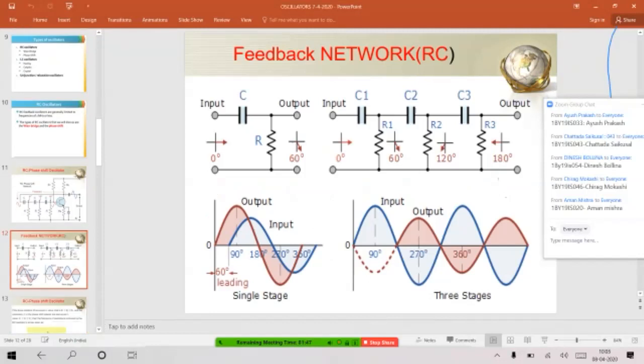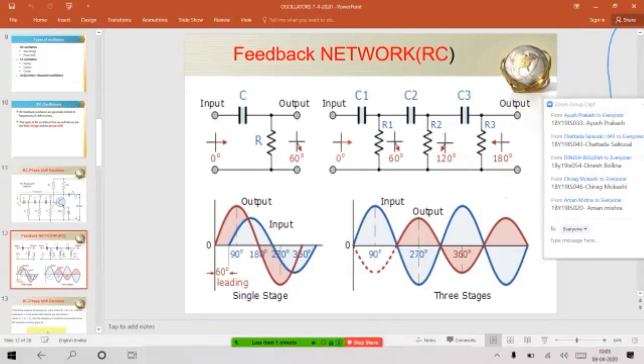Next slide. Here I have taken an RC section. First, a general RC section is required in the feedback network. But in my RC phase shift oscillator, I have three RC sections. On the right hand side, you can see three RC sections: C1, R1, C2, R2, and C3, R3. C1, R1 produces 60 degree phase shift. After two RC sections, C2, R2, you get 120 degree phase shift in the signal.